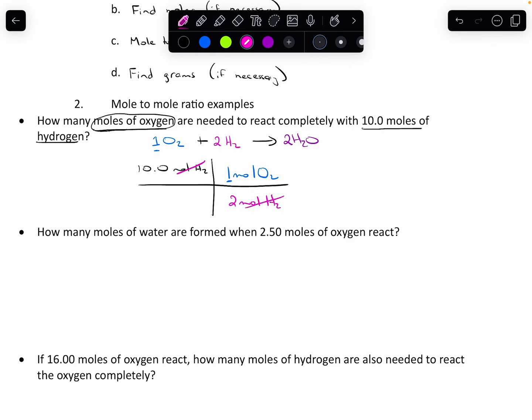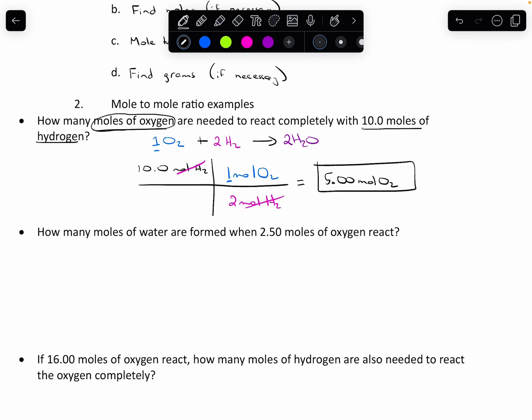Notice how moles of H2 cancel. Our last step says to find grams if necessary, but it wants us to find moles, so we are done. So to solve this T-chart, we're going to multiply across the top, divide by what's on bottom. 10 times 1 divided by 2 is 5 moles of O2. All right, pretty easy stuff, hopefully.